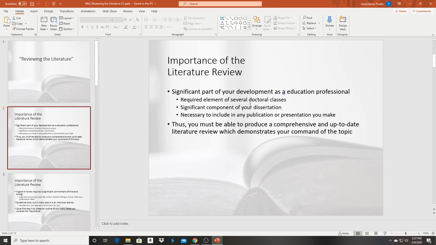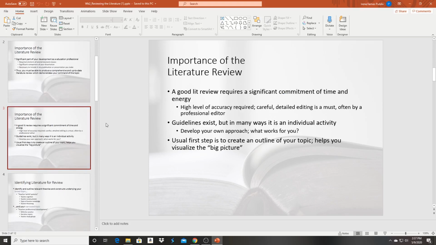Required elements of several doctoral classes, absolutely. Significant components of your dissertation, absolutely. Necessary to include in any publication, absolutely. If you're going to publish anything, you need to have a good, extensive literature review. It requires a significant commitment of time and energy. I would say that's probably the most time-consuming element of any dissertation.